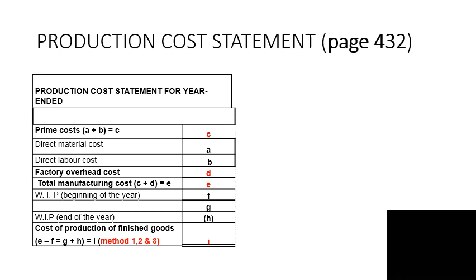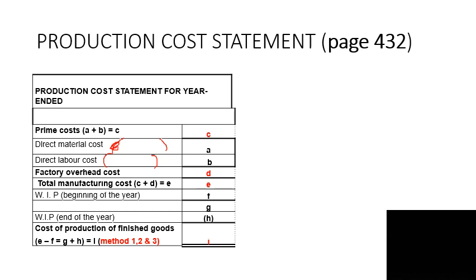You also need to know that direct material cost is note 1, direct labor cost is note 2. If a question is not asking for these two notes but asking for the production cost statement, you need to show your workings of the direct material right there in brackets, and also your direct labor, you have to calculate it in brackets. So if the note is not requested, it is not a big deal.